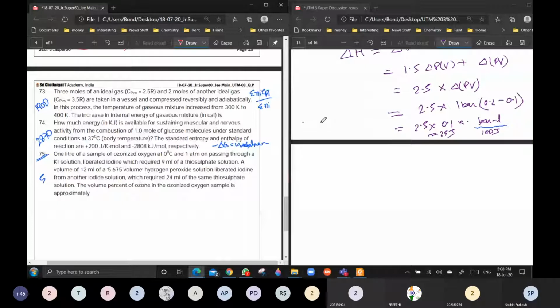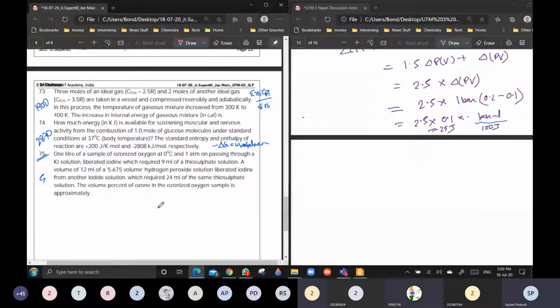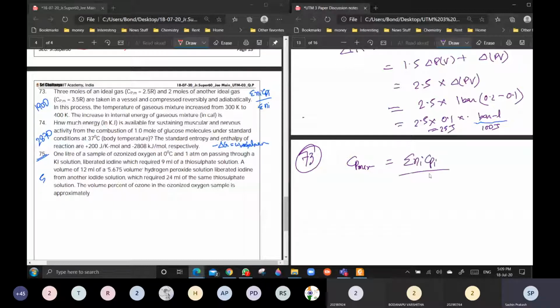After 73, 74. This is 74. 73 is also a doubt. So you see in 73, basically what you have to do is that for a mixture, Cp mixture will be equal to sigma Ni Cpi by sigma Ni. I think I've given this in the notes also.